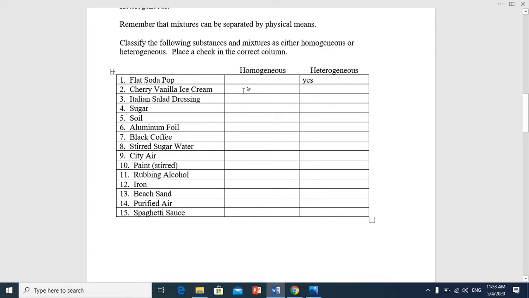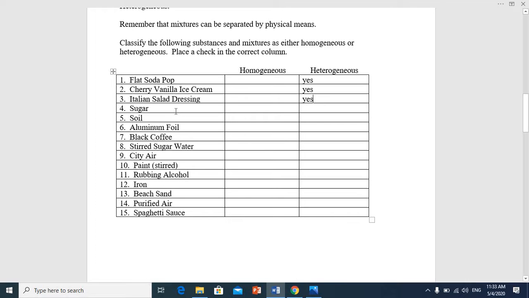And cherry vanilla ice cream, we have a lot of components. Can you differentiate between these components or not? Yes, you can see the ice cream, the pieces of cherry, and so on. So this will also be heterogeneous. Italian salad dressing consists of oil and vinegar, sometimes mustard, sometimes some sauces, so you can differentiate the components too. So this will be heterogeneous.